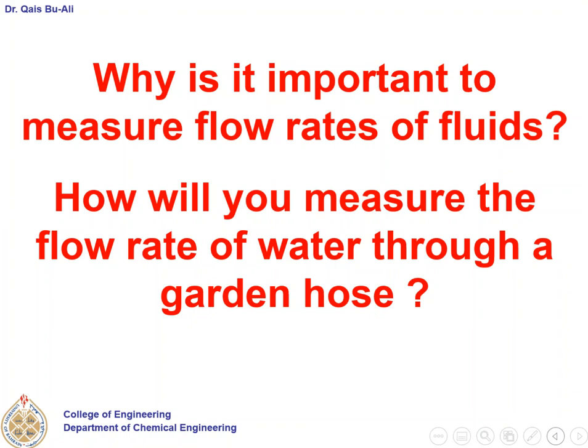Because you cannot control it if you don't know how much water, for example, or any fluid is flowing. Suppose you have a tank and you want to fill this tank with a fluid, with water or gasoline. If you don't know the flow rate, then there might be an overflow, or you are not getting the quantity of the fluid that you do want. And for answering the second question, how will you measure the flow rate of water through a garden hose?